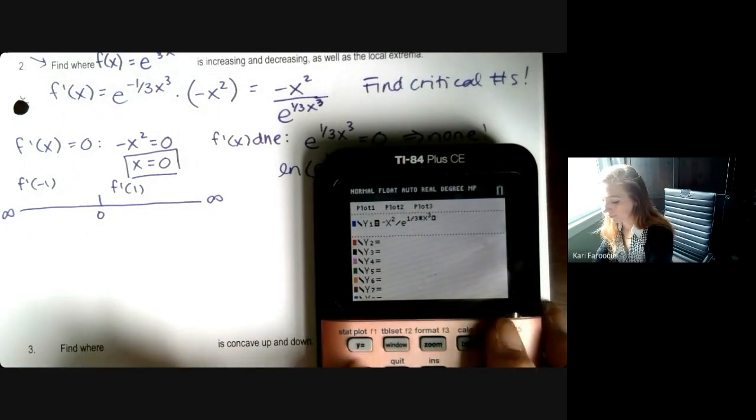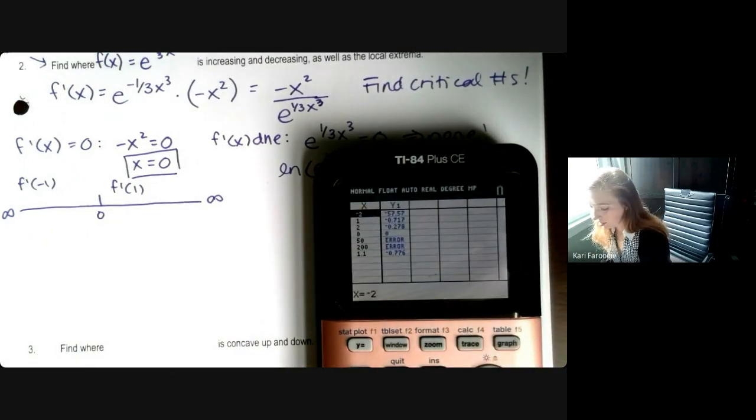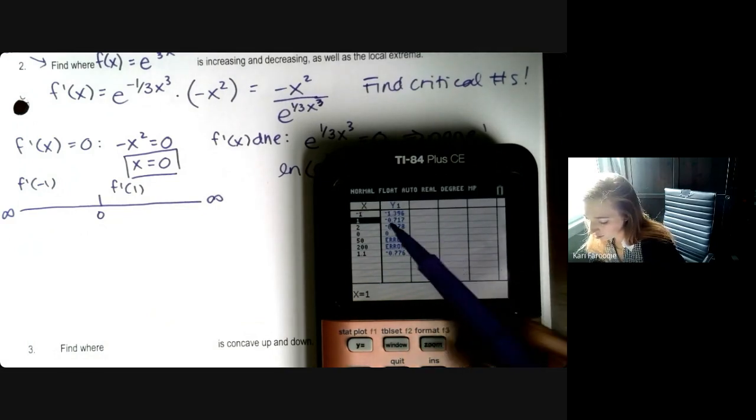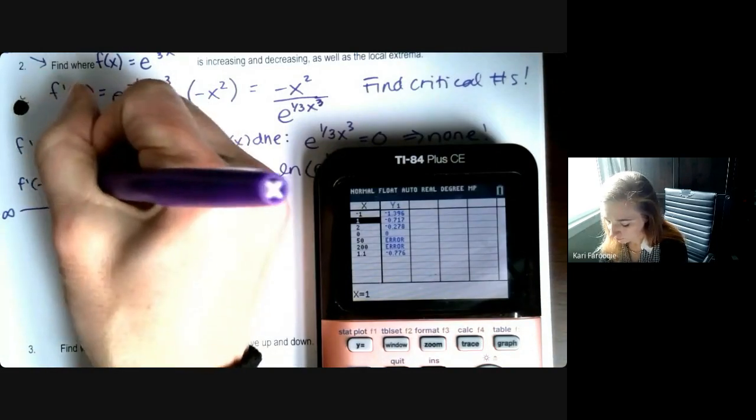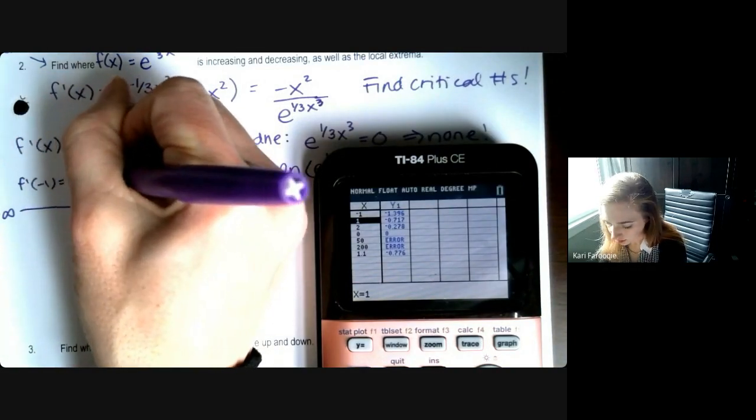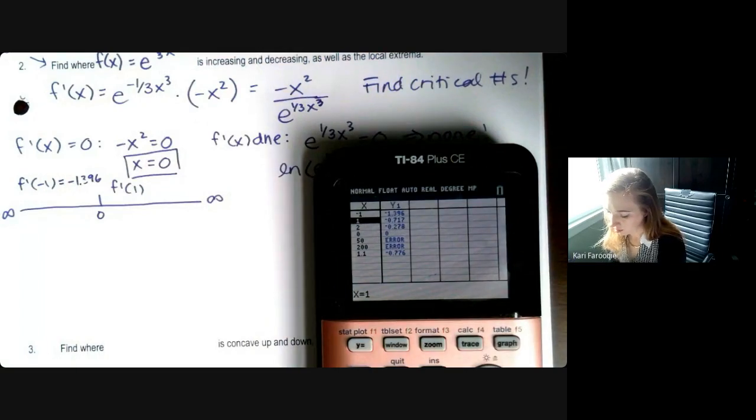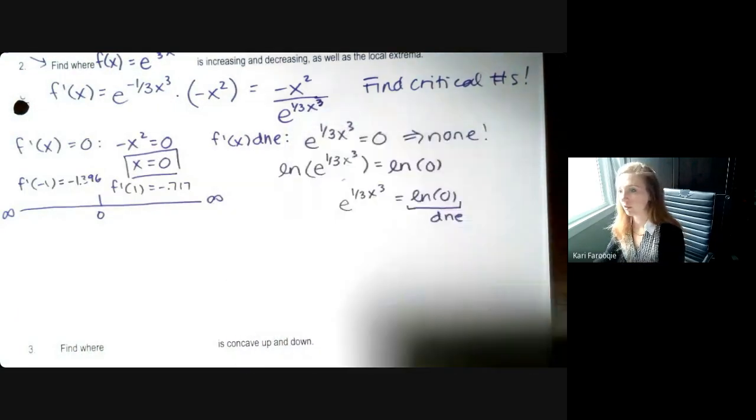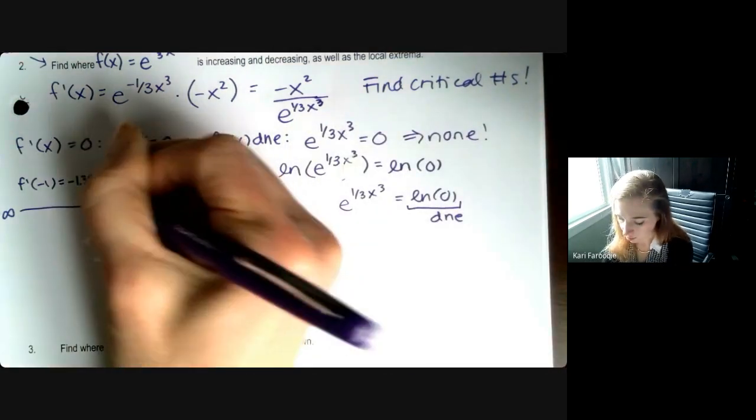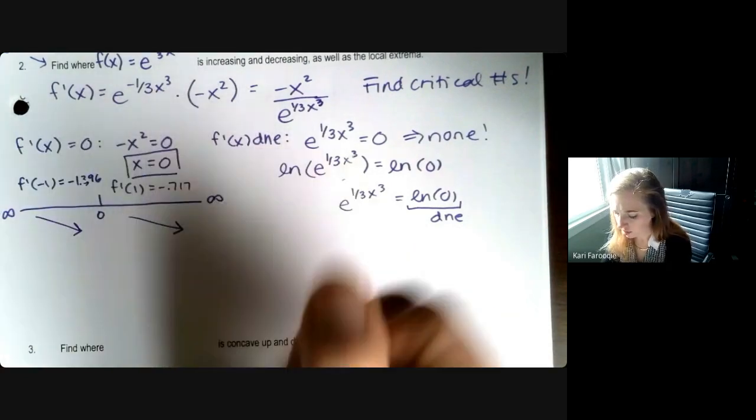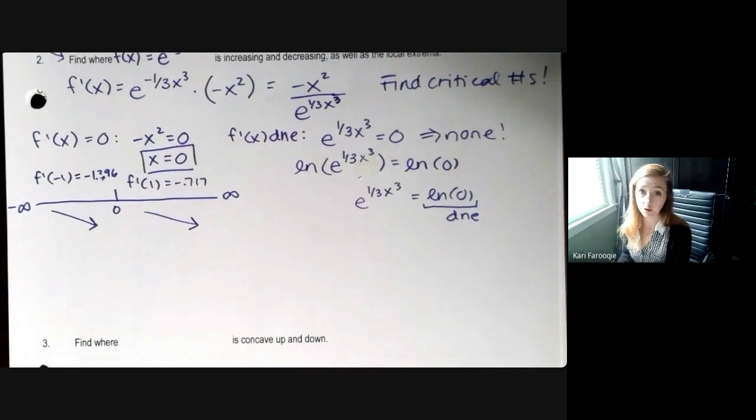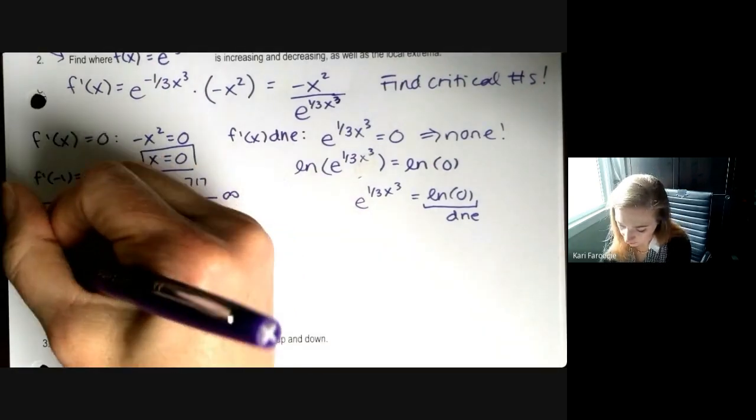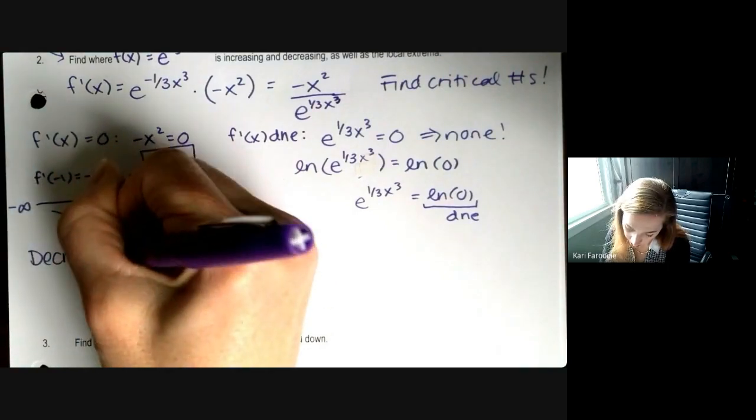Anyway, so now we'll go to our table, -1 and +1. For -1, I get negative 1.396. And for +1, I get negative 0.717. So in both cases, I get decreasing because in both cases, I get a negative value. So if I know the function is going to be decreasing on both intervals, I can write that down. I can say it's decreasing.